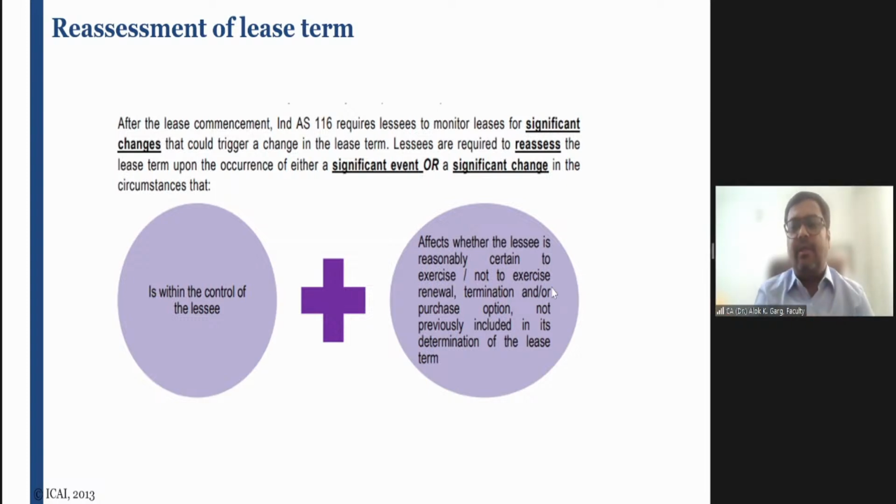So prior to COVID, what happened? Let's say there were long-term lease contracts where the optional renewal period was there and the optional termination period was there, and the lessee was reasonably certain that yes, the lessee is going to avail the optional renewal period, and was even not going to avail the optional termination period, right?